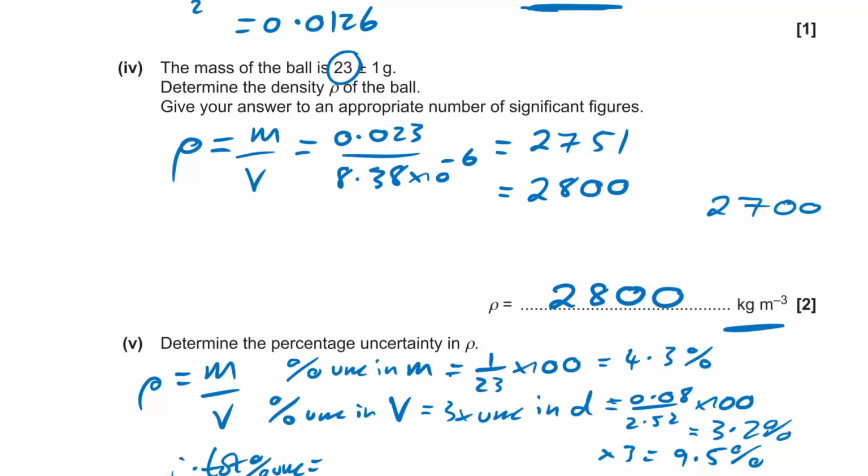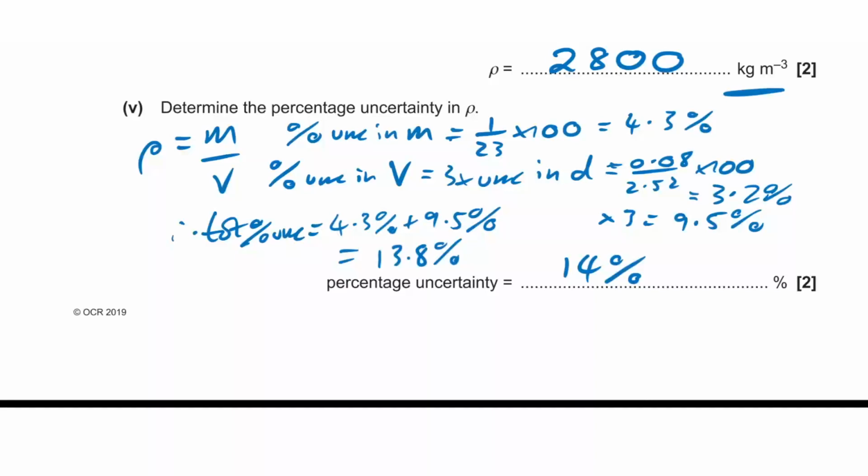9.5%. Therefore, the total percentage uncertainty is going to be 4.3% plus the 9.5%. So that gives me 13.8%, but we should probably do that to 2 sig figs. So we're going to say that's 14%. A lot of work for 2 marks there.